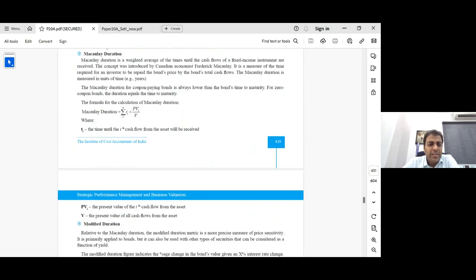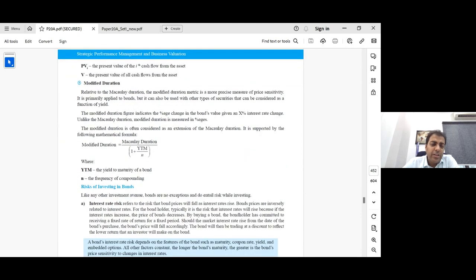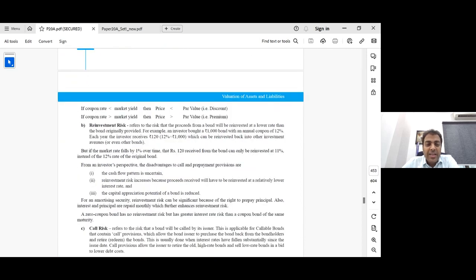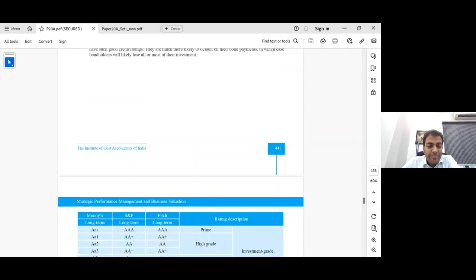Okay. Then there are some additional concepts like duration, which also have to be understood, and you can expect questions from these parts as well, right? What is modified duration? What is Macaulay's duration, and how does that impact? What is the impact of interest rate on the bond value? What is the impact of term to maturity on the bond value, and so on? So those are some of the things that have to be understood well.